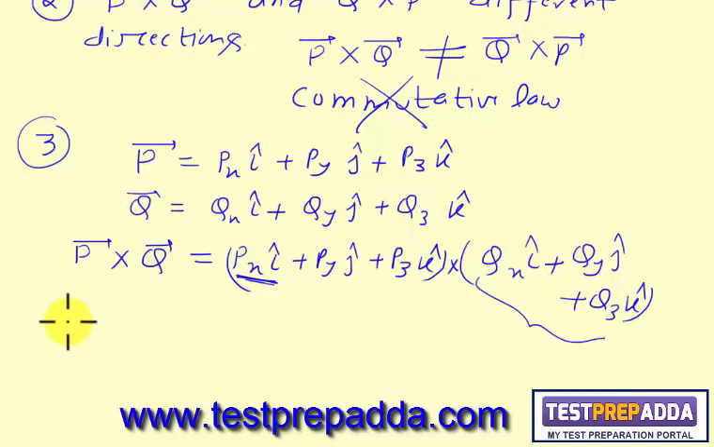If it is I cross I, what will be the angle between the two? 0 degree. And in the cross product it is sine, so sine 0 will be 0. So I cross I will be 0. J cap cross J cap will be what? 0, because again they are parallel vectors. Similarly, K cross K will be what? 0.